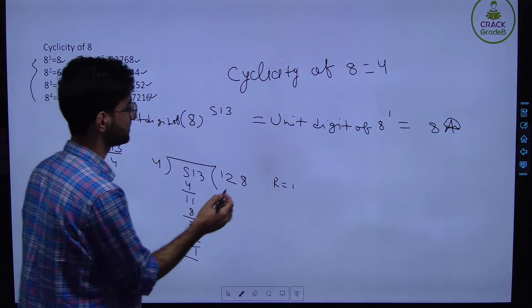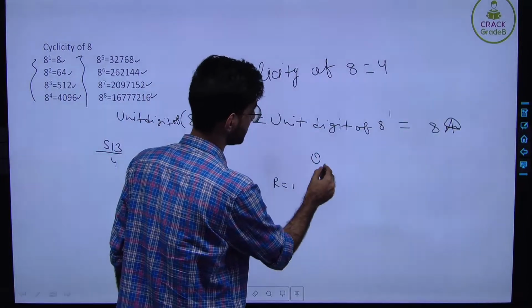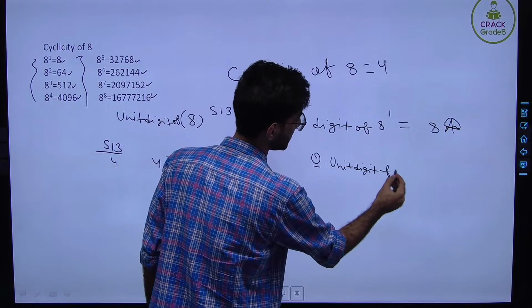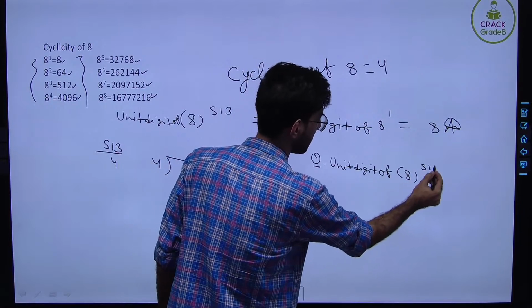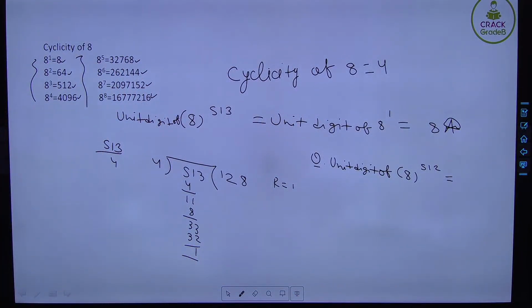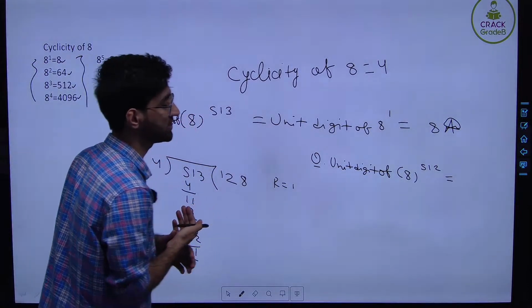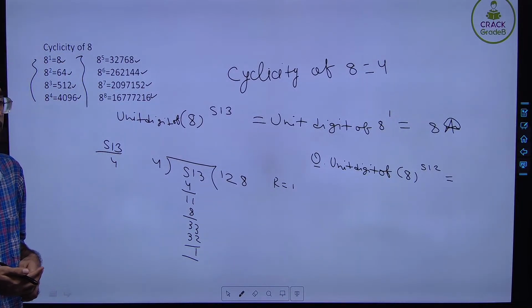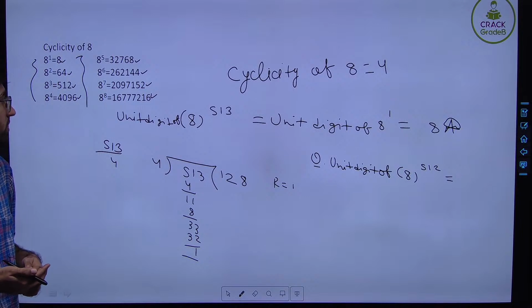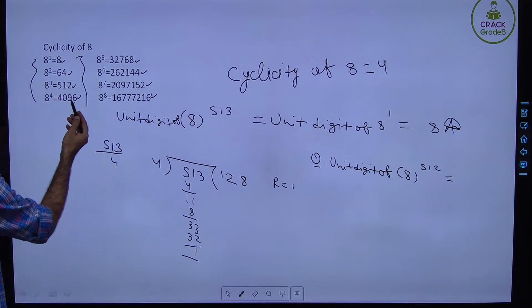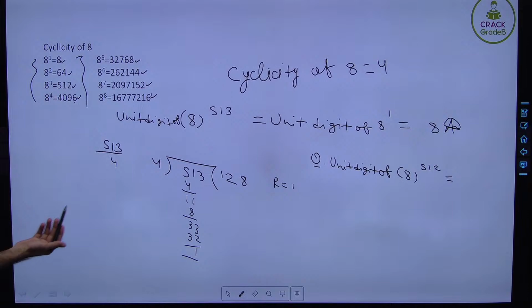Now if I ask you that you have to answer unit digit of 8 to the power 512, right? Everyone should try to solve this question. What is the unit digit of 8 to the power 512? Right? See, you can again think in this way that before 8, 6 comes. Or you can also solve in this way.